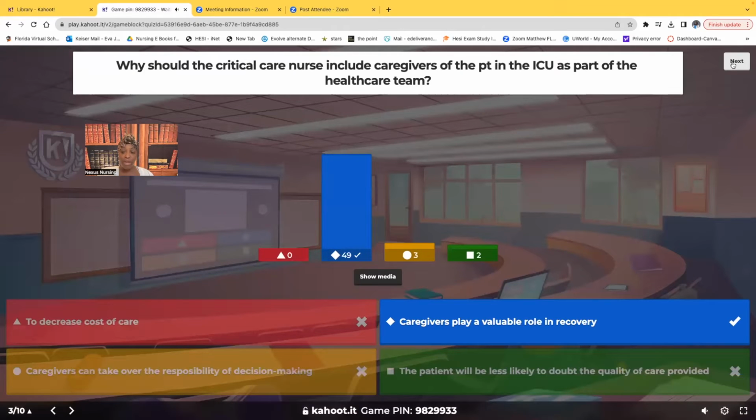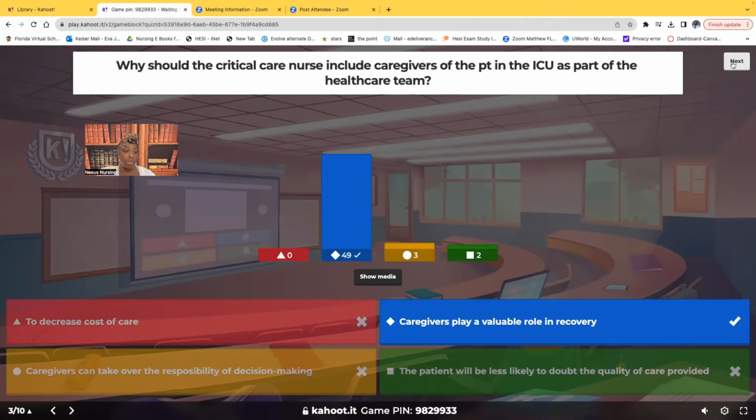Very good. Most of you guys chose the correct answer. And caregivers play a valuable part in recovery. Where do you think that recovery is going to be taking place? At home? Yeah. So the caregiver plays a very valuable part. So it's important to have them involved.